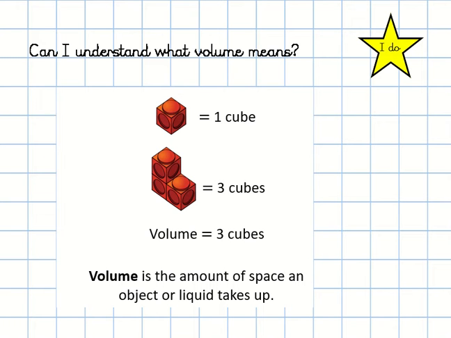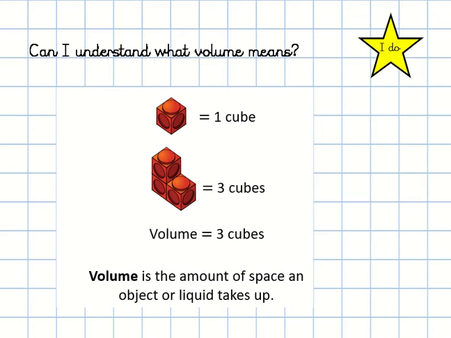And today, over the next couple of days, we're going to be finishing off our units on area and perimeter. Today we're looking not only at area and perimeter, but we're going to look at volume. And what does volume mean? Well, volume is the amount of space an object or liquid takes up, and it's quite similar to capacity.